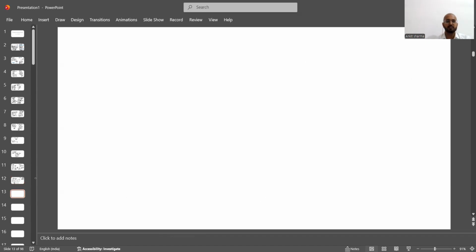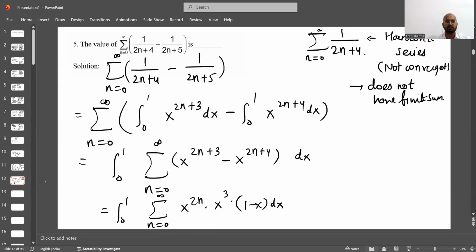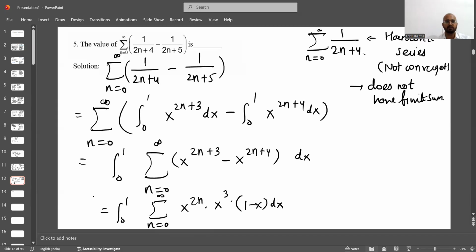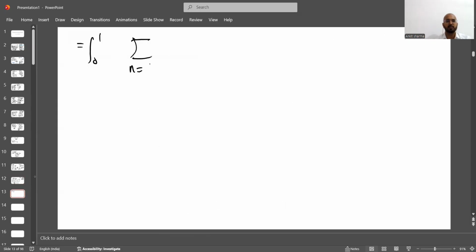This can be further taken as integral 0 to 1, and this is sigma. So I'll transfer the remaining things outside. So now we have sigma n is equal to, starts from 0. Okay. So n is equal to 0 to infinity, we have x to the power 2n. So our entire concern will now be shifted to this, because we have x cubed into 1 minus x waiting in the corner.